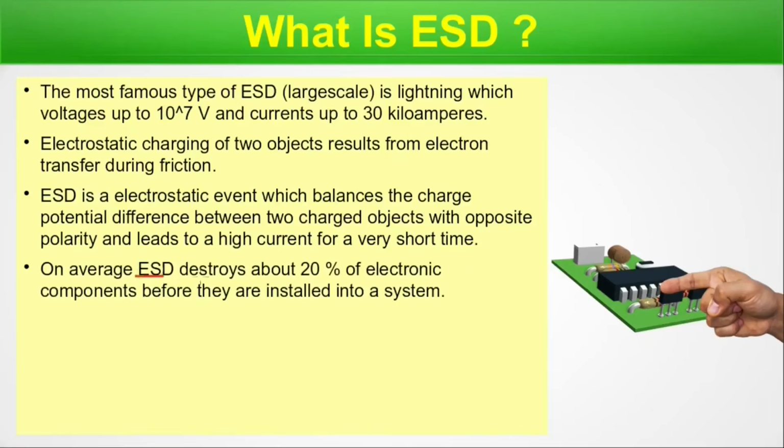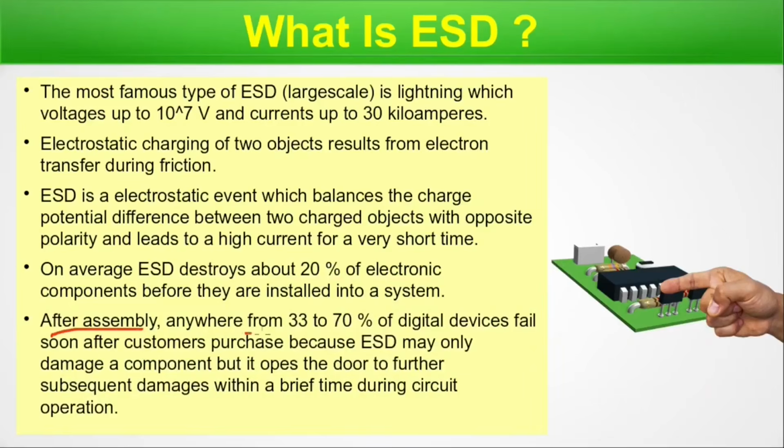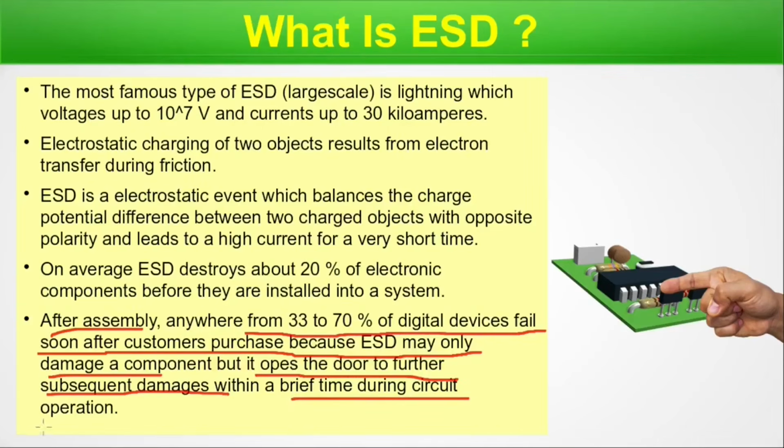On average, ESD destroys about 20% of electronic components before they are installed into a system. This is what I was talking about, that wearing an electrostatic strap in the electronic industry helps the circuit get prevented from damage. After assembly, anywhere from 33 to 70% of digital devices fail soon after consumer purchase, because ESD may only damage a component, but it opens the door for further subsequent damage within a brief time during circuit operation.